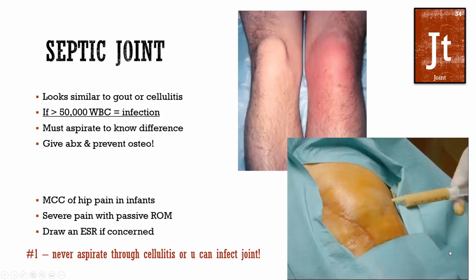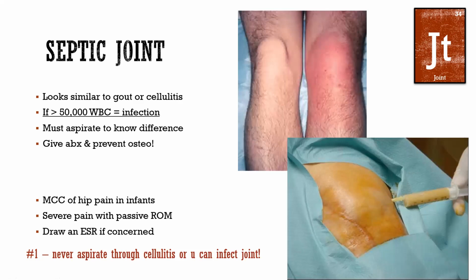So here are a couple of examples of some septic joints. Notice that it looks almost exactly like gout or cellulitis. Physically on exam, you cannot tell the difference between septic joint, gout, or cellulitis. You cannot. I don't care which doctor tells you that they have the experience and they know, they don't. Which is why typically we need to put a needle into a joint to determine whether or not it's septic.